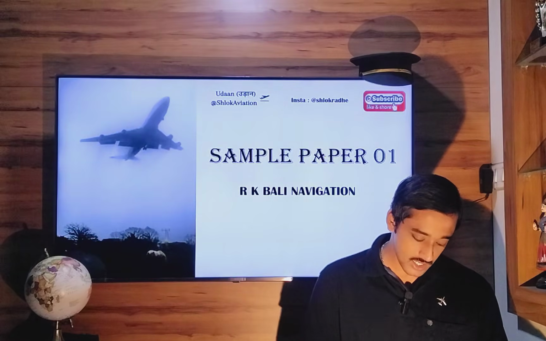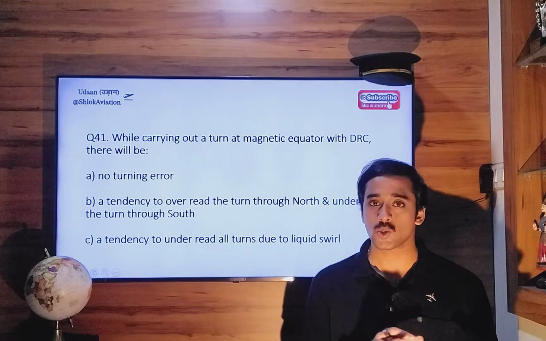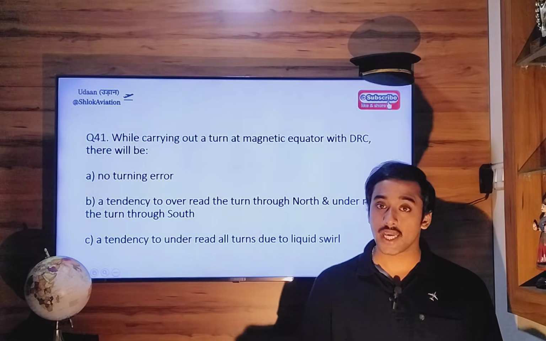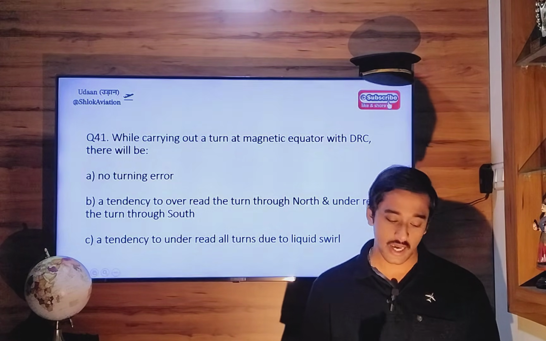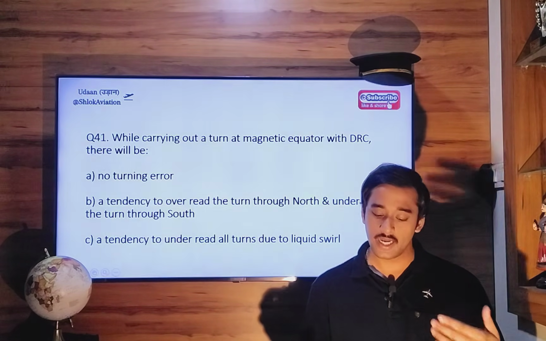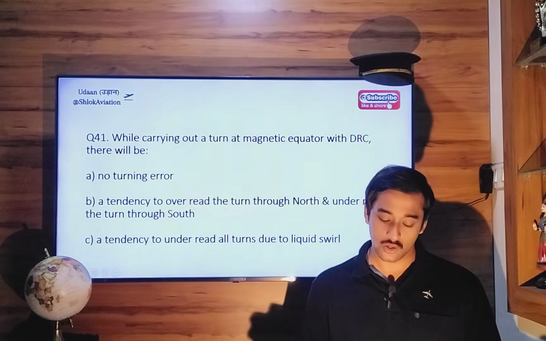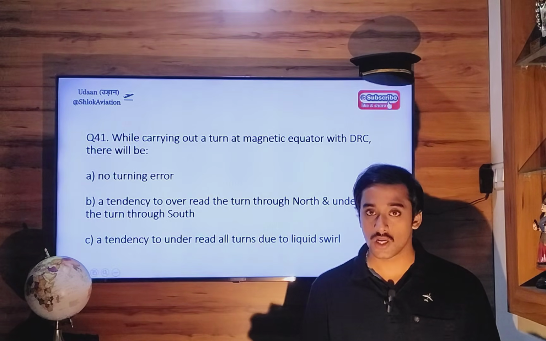So now let's start with question number 41. In my previous lectures, I have solved the first 40 questions. While carrying out a turn at magnetic equator with direct reading compass, there will be no turning error, a tendency to overread the turn through north, underread through south, a tendency to underread all turns due to liquid swirl.